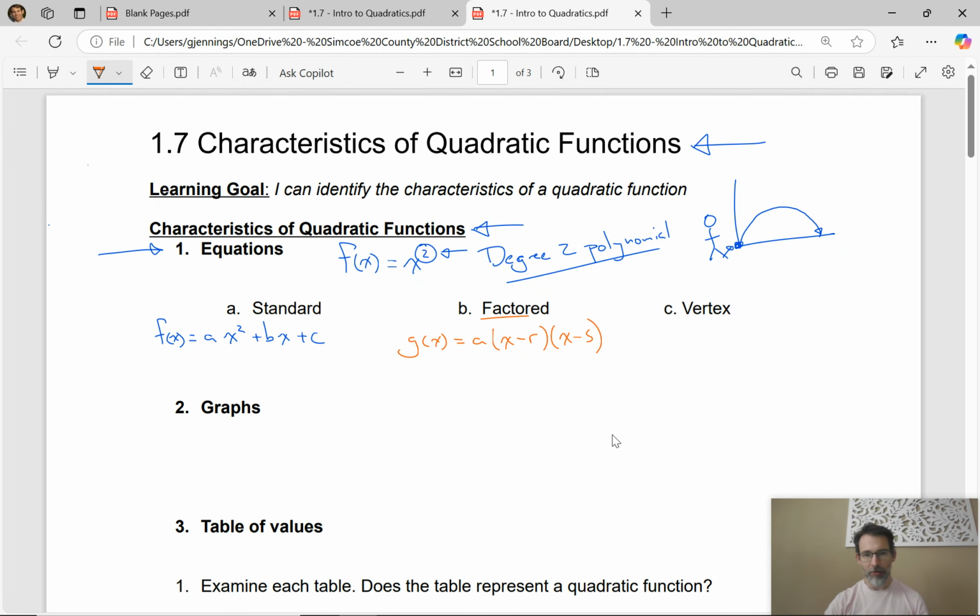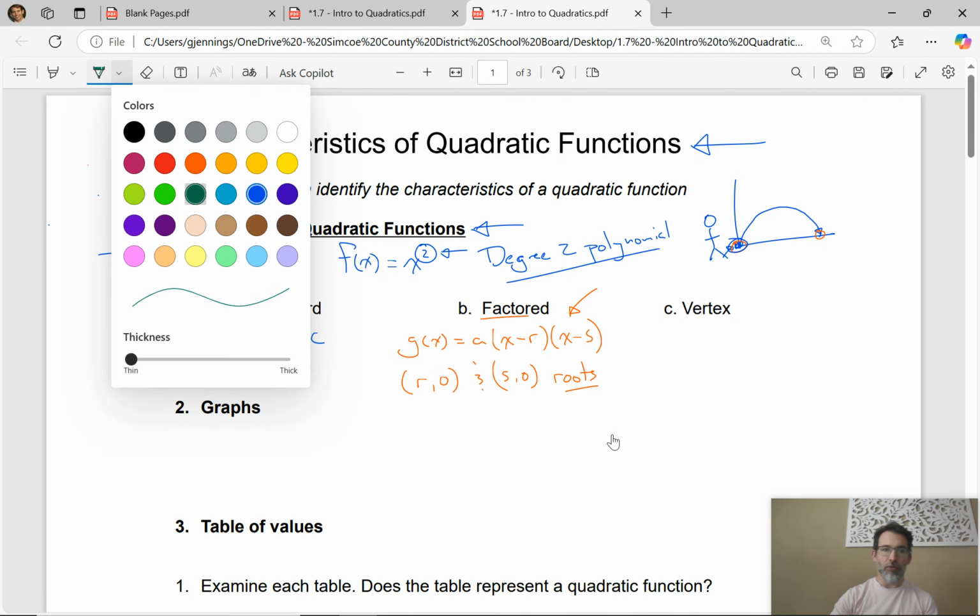Okay, and the cool thing about these is that (r, 0) and (s, 0), these two points, are the roots, or the zeros, or the x-intercepts of your quadratic. Okay? And that's a cool fact. You can see them in factored form. That's the beautiful thing about factored form. Oh, another thing about standard form. Just going back to standard form here for a second. The point (0, c) gives you the y-intercept, the place where it crosses the y-axis. Okay, so that comes from standard form.